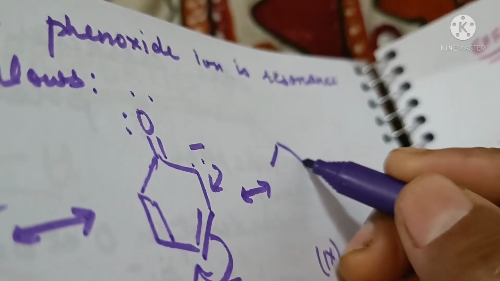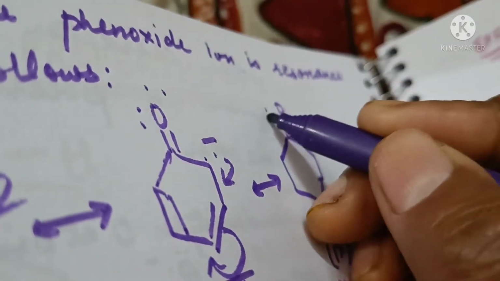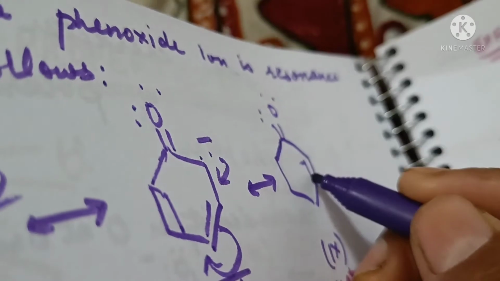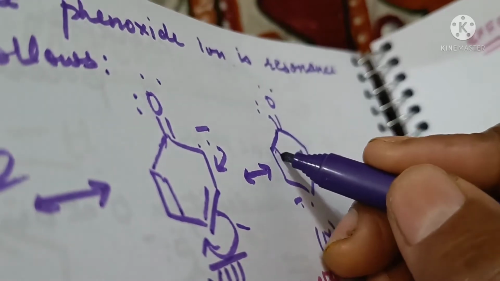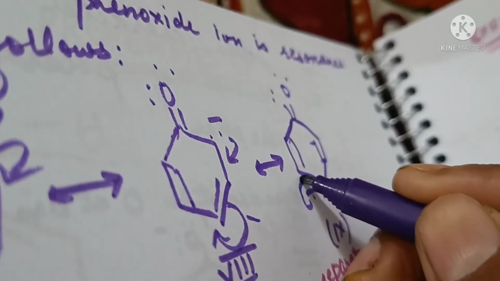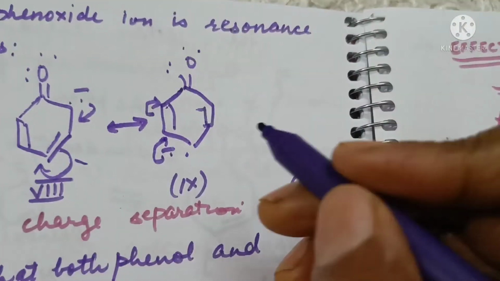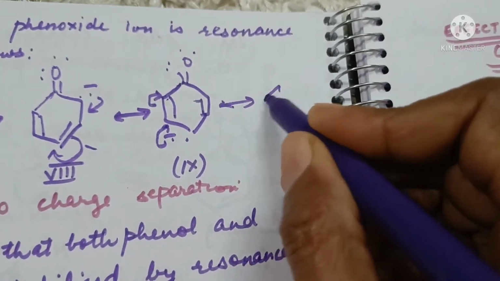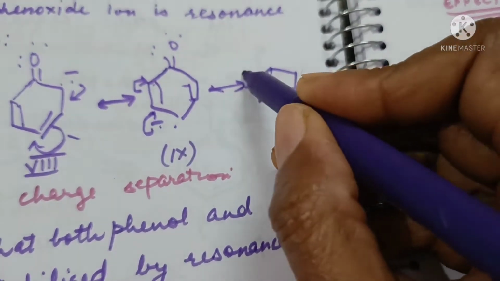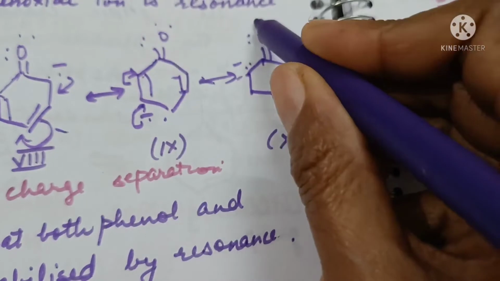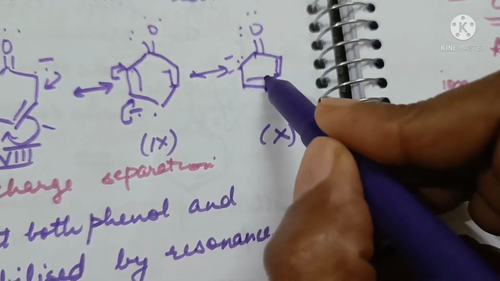So let's draw this structure. Double bond, 4 electrons, double bond here, negative charge here, and a double bond here. Now in the next structure, these electrons move here and these to this carbon atom. So we get structure number 10. In structure number 10, the negative charge has come here. There's a double bond with oxygen, 4 electrons, double bond here, and a double bond here.